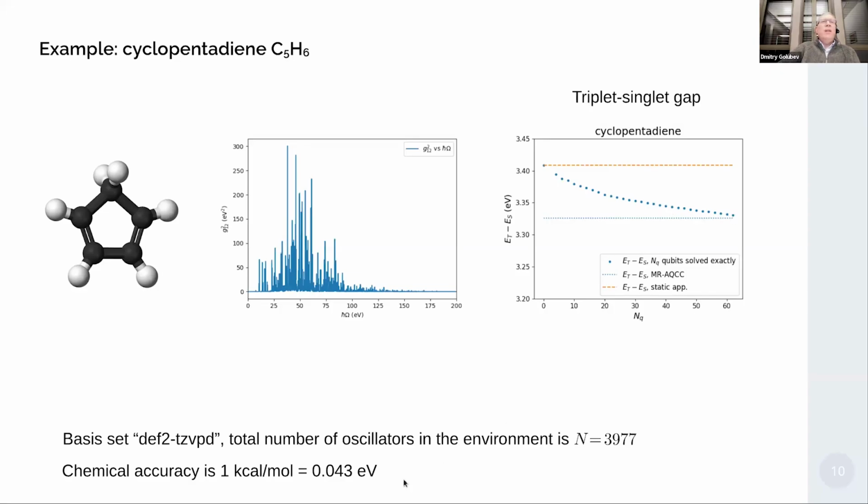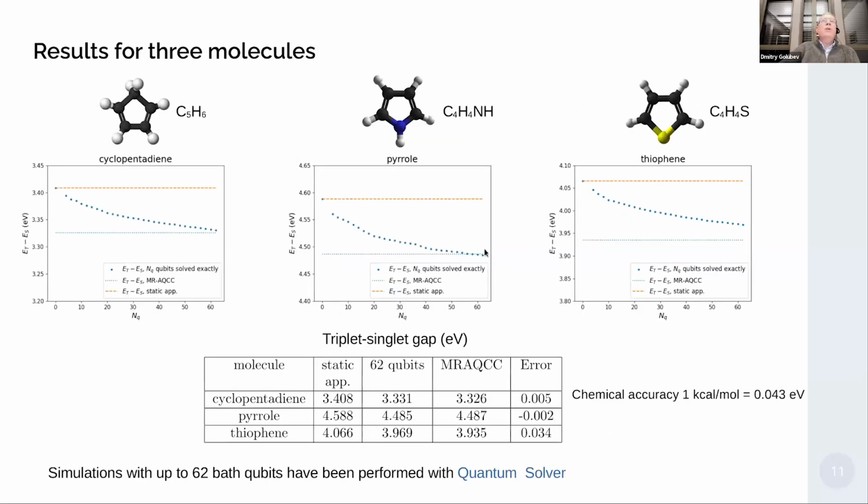And we achieve better than 0.043 electron volt error, which is chemical accuracy. Chemical accuracy is 1 kilocalorie per mole, which equals that value. And the same I have repeated for 3 molecules altogether. Actually, we are now looking at even more molecules. And this is basically a summary of my talk. Thank you, and I give back to Nico if he wants to say something else.